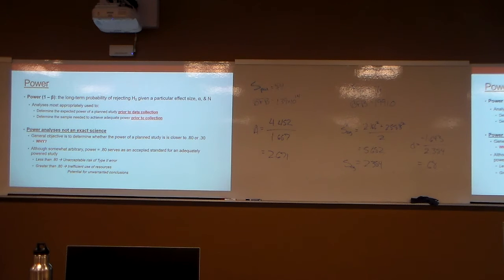And so it's semi-arbitrary, but we tend to have 0.80 serving as our standard accepted power. If we get less than 0.8, right, this is problematic because we're saying that we have an unacceptable risk of type 2 error.